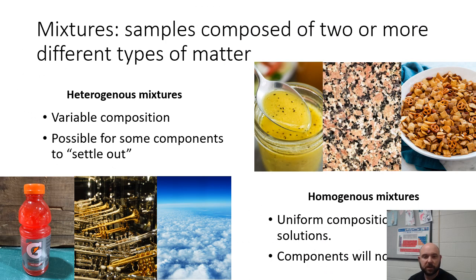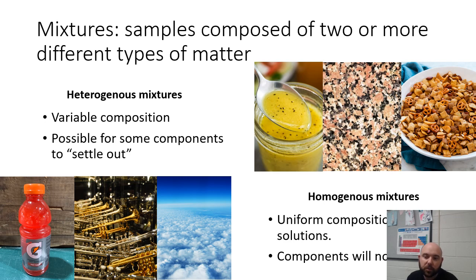Everything else not considered a pure substance is formed by mixing pure substances together. We have 2 different mixtures that we are going to try to differentiate between, and those are heterogeneous mixtures and homogeneous mixtures. Heterogeneous mixtures are mixtures that you can see the different parts of generally. They have variable composition in different parts, and oftentimes it's possible for components to settle out of a heterogeneous mixture.